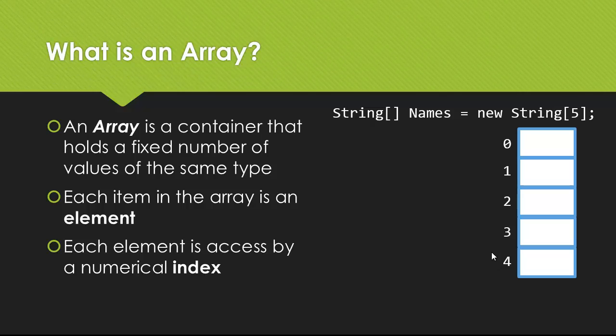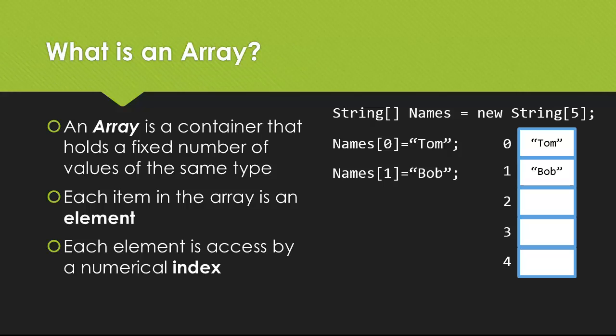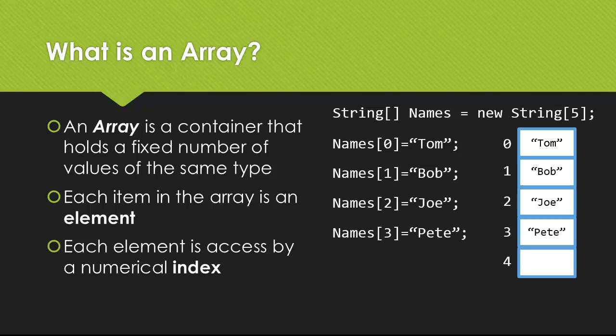So to index any one of these arrays, I use the value of the index inside the brackets of the variable. For example, names sub 0 gets assigned the value Tom. That puts the string Tom in the first element of the array, that is index 0. Same thing for Bob, that would go in index 1, Joe in 2, etc., etc.